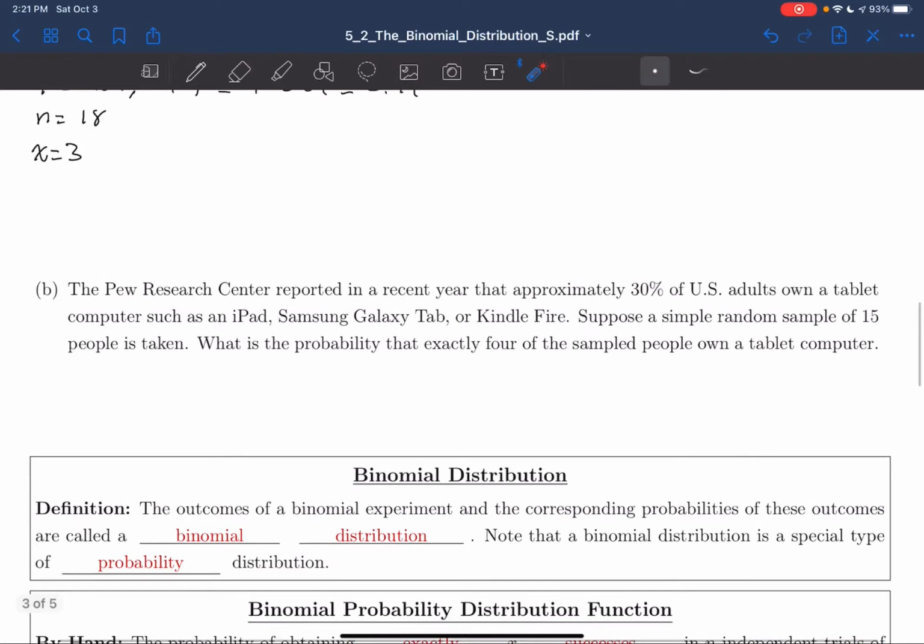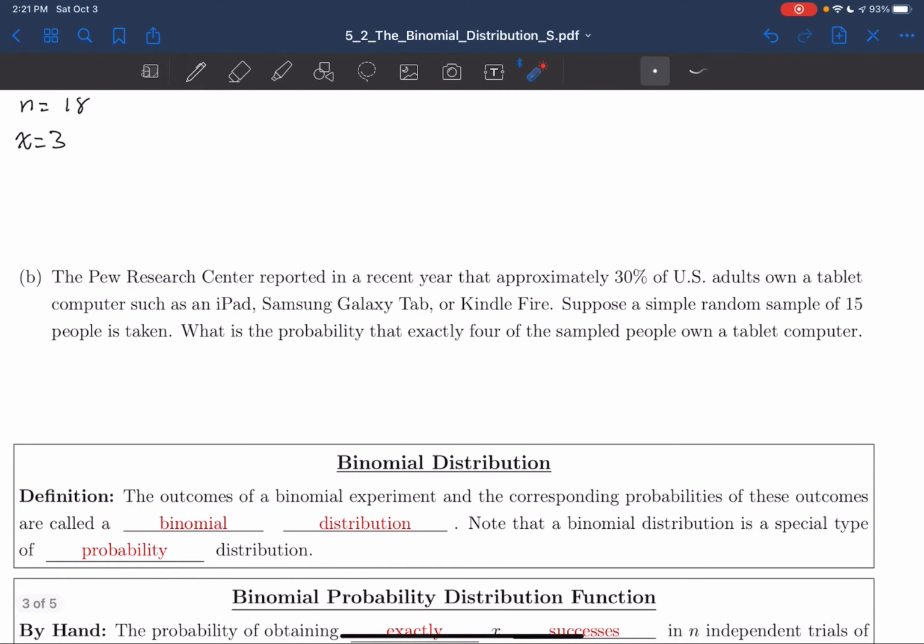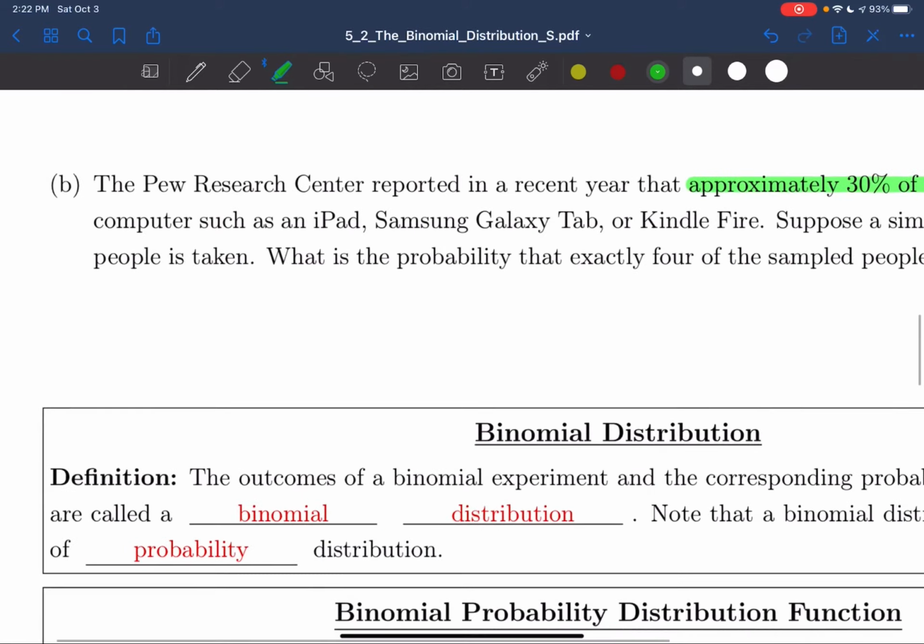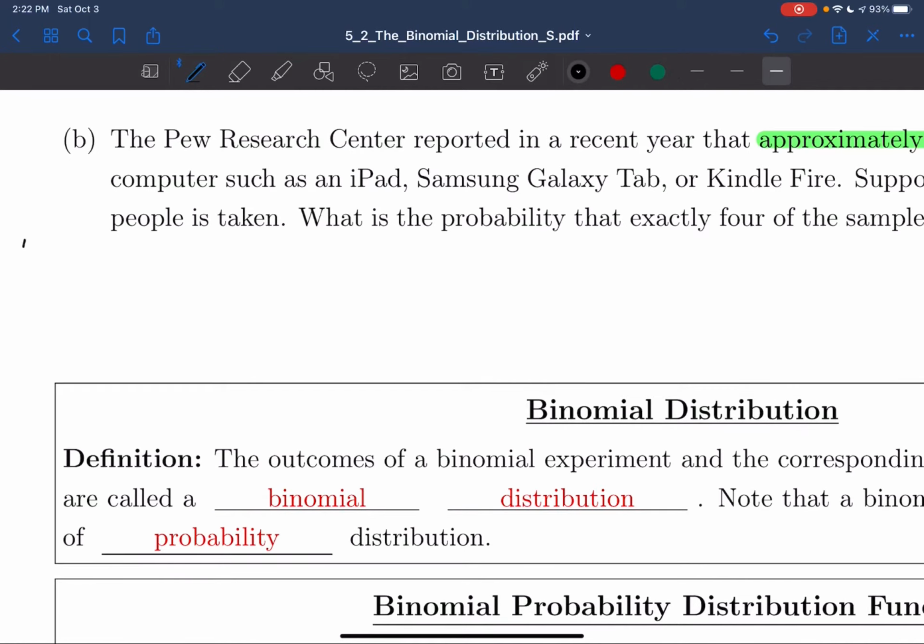The Pew Research Center reported in a recent year that approximately 30% of US adults own a tablet computer such as an iPad, a Samsung Galaxy Tab, or a Kindle Fire. Suppose a simple random sample of 15 people is taken. What is the probability that exactly four of the sampled people own a tablet? So here, since approximately 30% of US adults own a tablet, this gives us a hint that our probability of success, p, is 0.30.